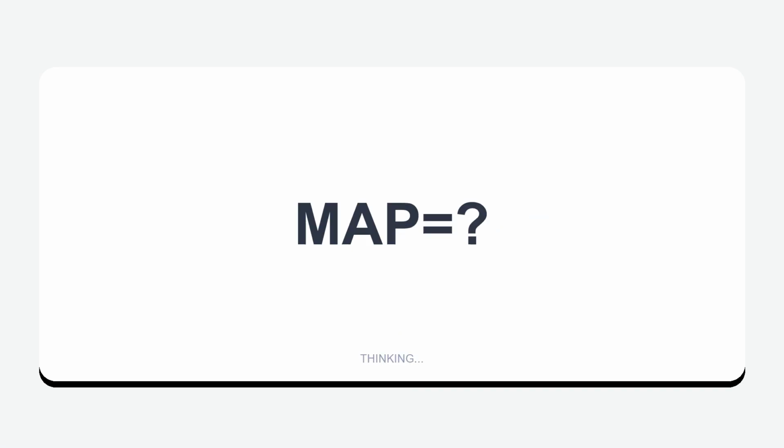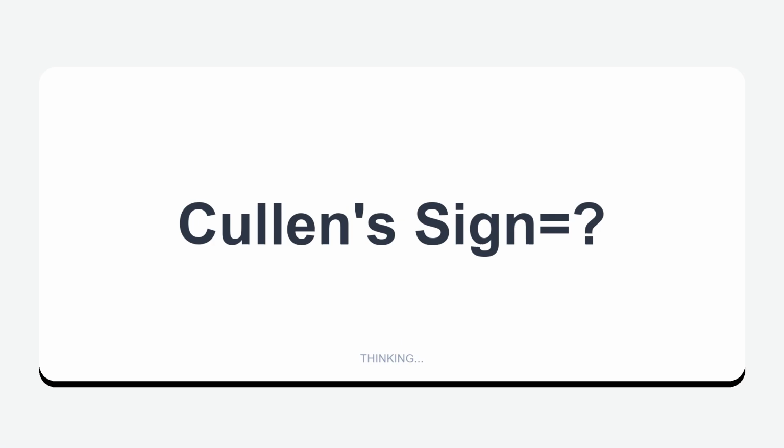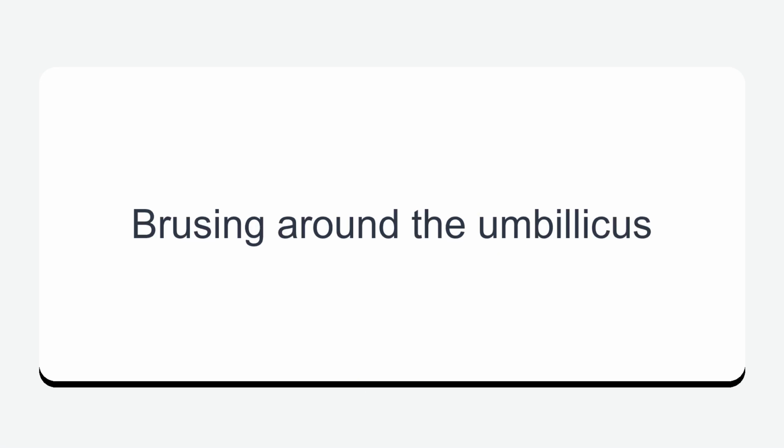MAP equals 2 x diastolic plus systolic / 3. Cullen's sign equals bruising around the umbilicus.